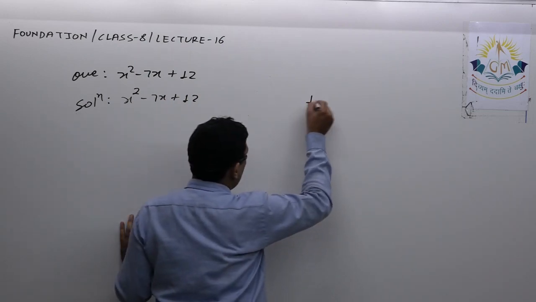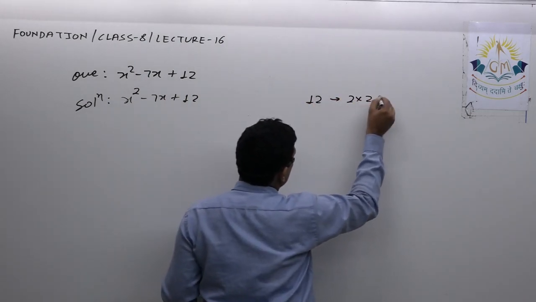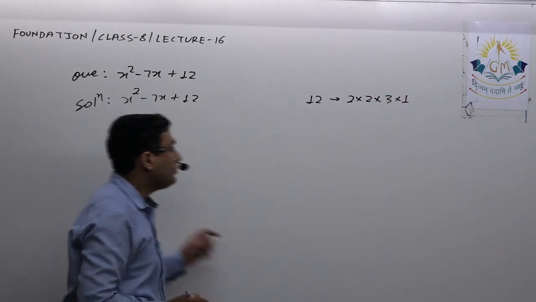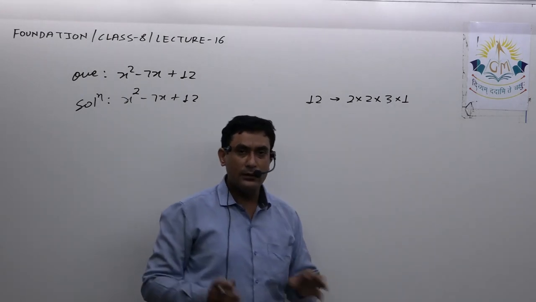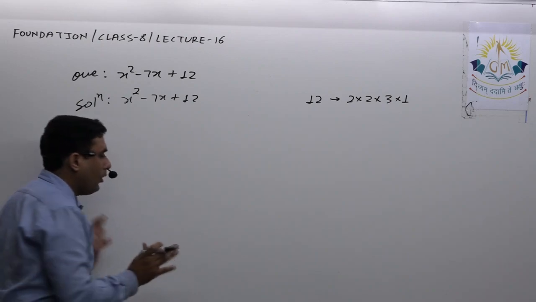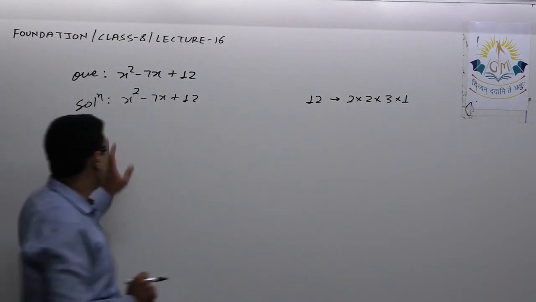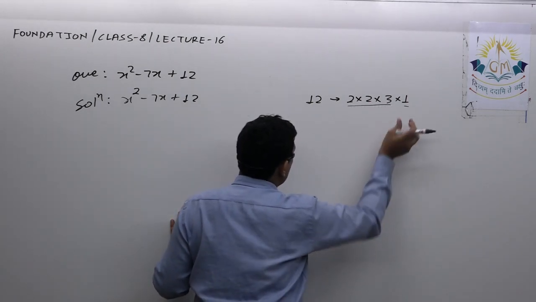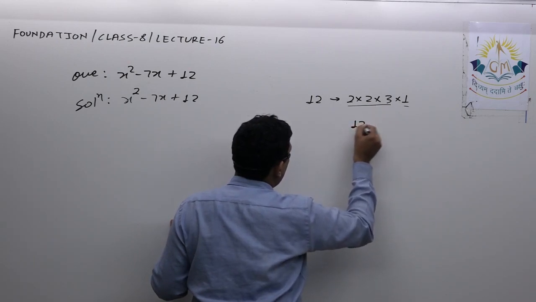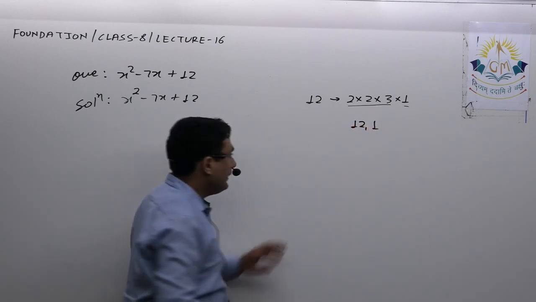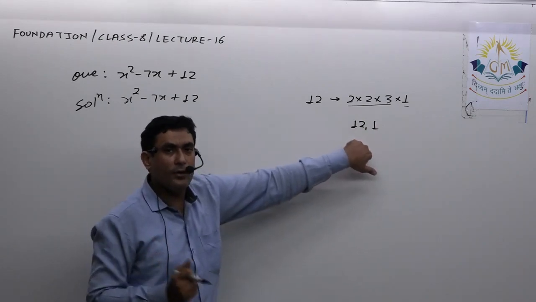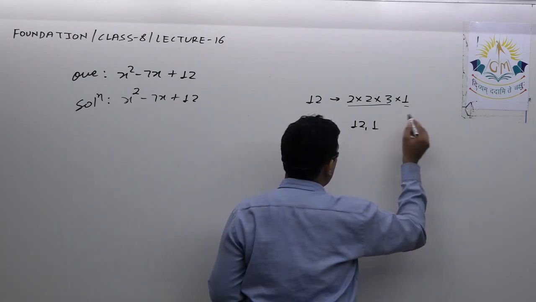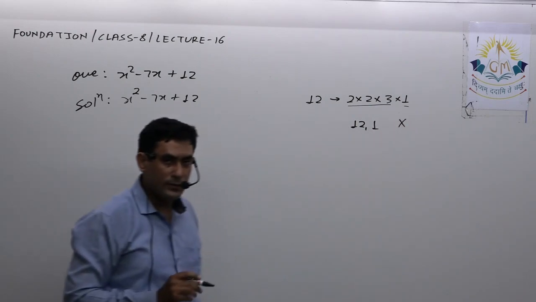So here the factors of 12 are 2 into 2 into 3 into 1. These are the factors of 12. Now you have to make two groups out of these four factors such that either the sum or the difference of those two groups should be equal to minus 7. If I take all these together and 1 as another group, I will get 12 and 1. Definitely neither their sum is minus 7 nor their difference. 12 plus 1 is 13, 12 minus 1 is 11. So this is not the correct combination.